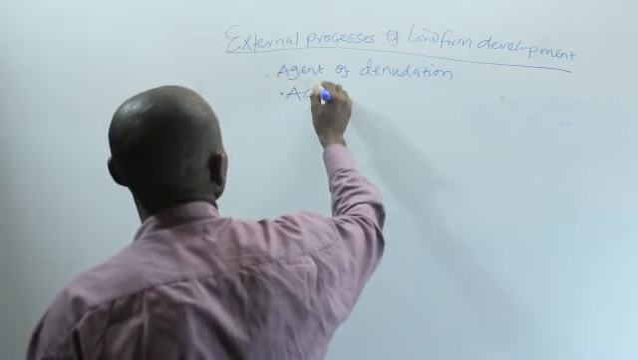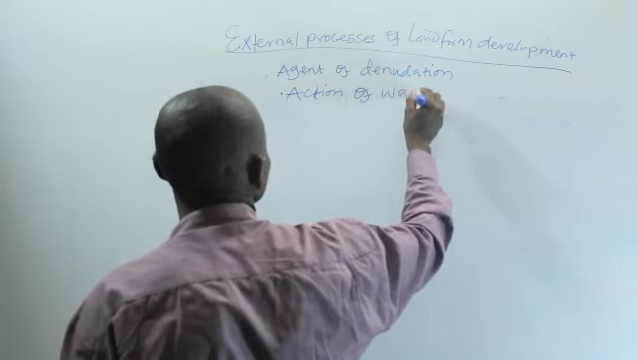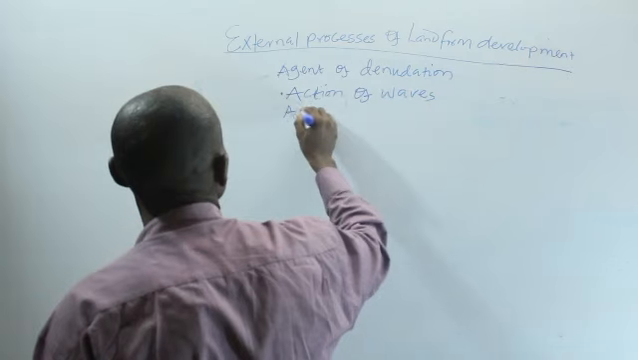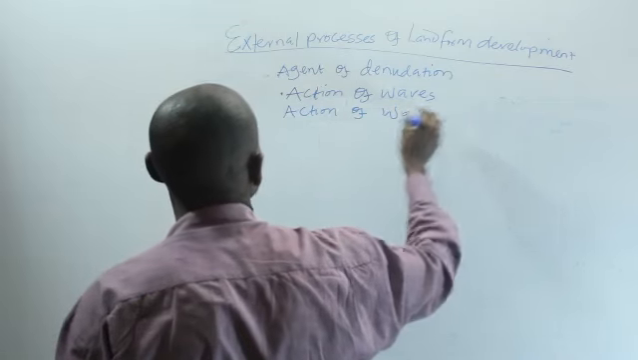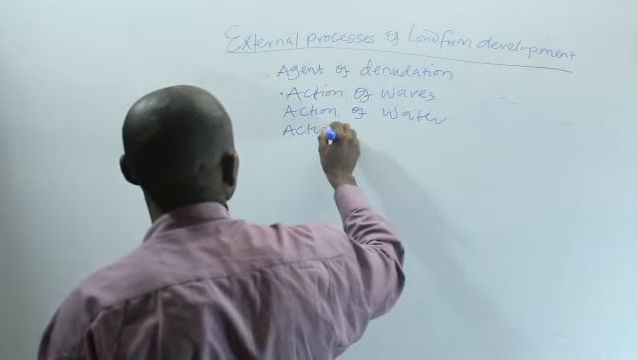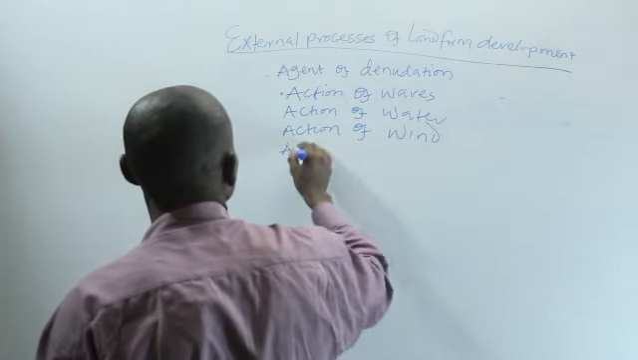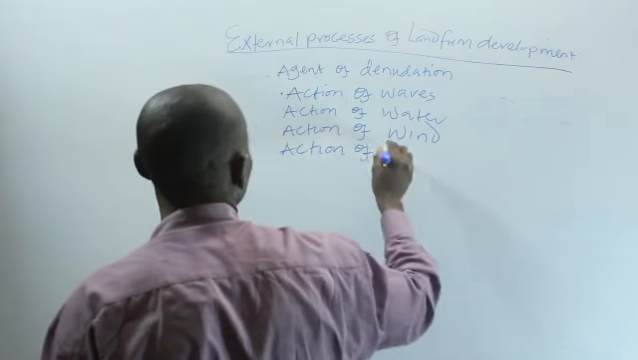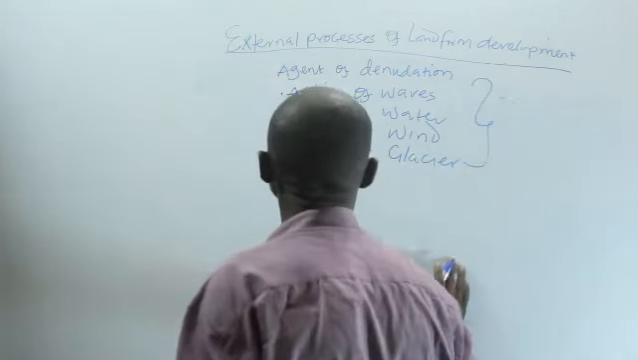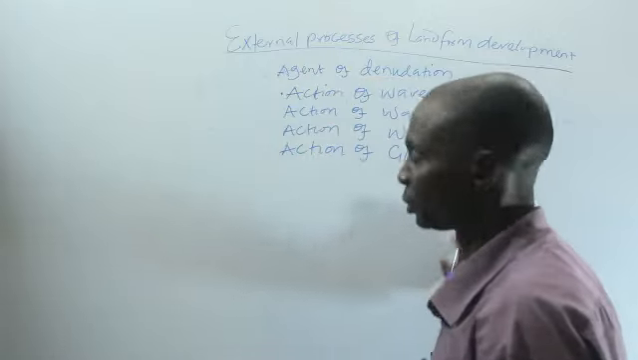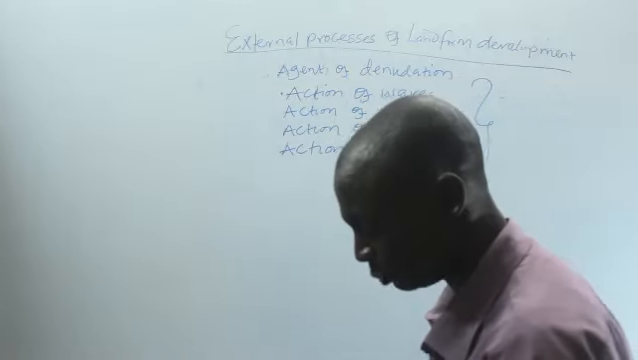action of waves. We look at action of water. We look at action of wind. Then we look at action of glacier. These four actions form what we call agents of denudation.